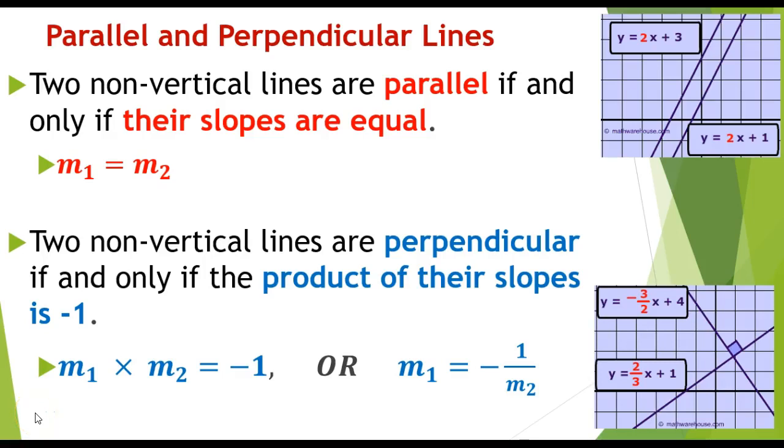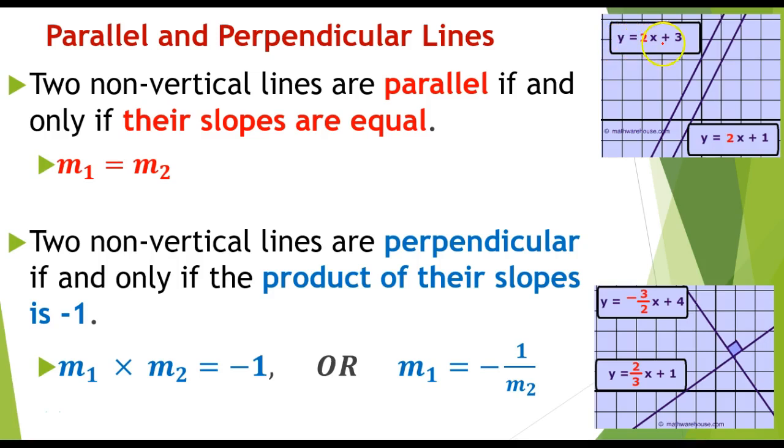In this video, we'll be looking at parallel and perpendicular lines. Two non-vertical lines are parallel if and only if their slopes are equal. So if m1 is the slope of the first line and m2 is the slope of the second line, both slopes must be equal.